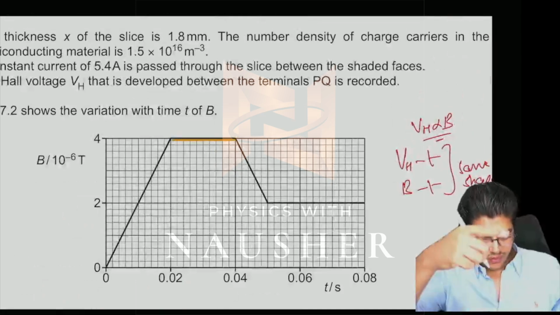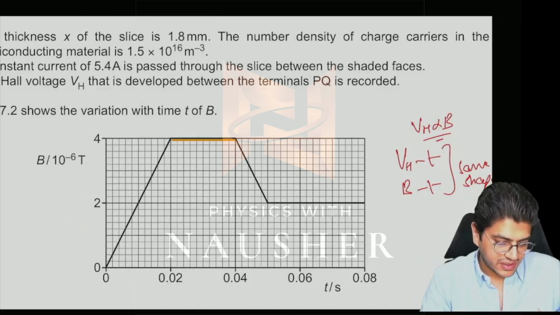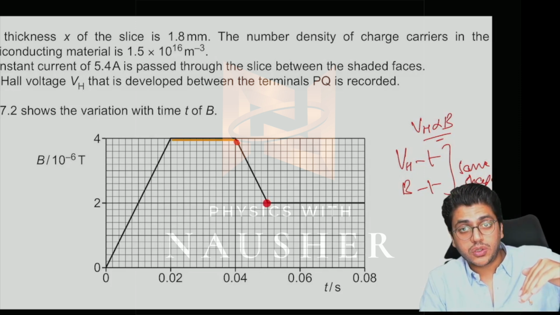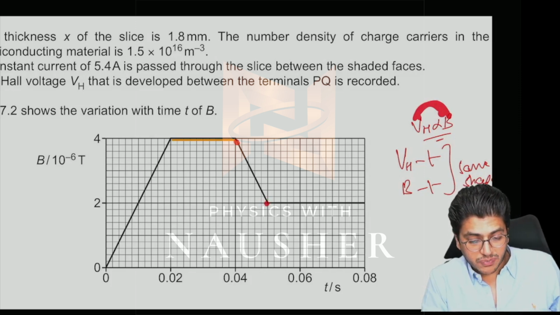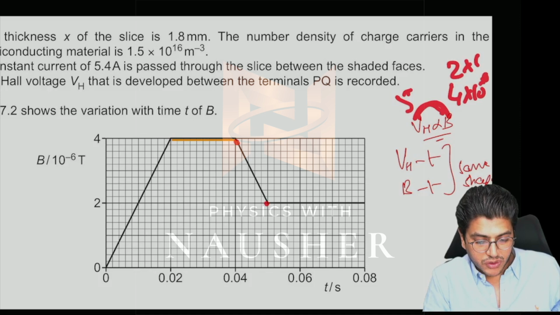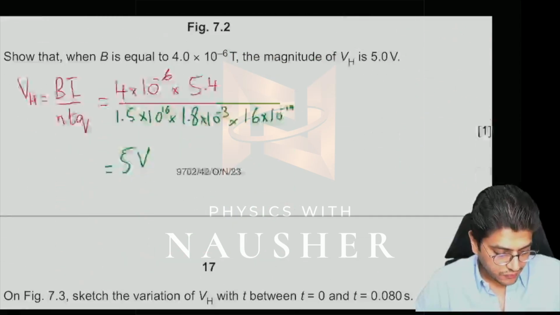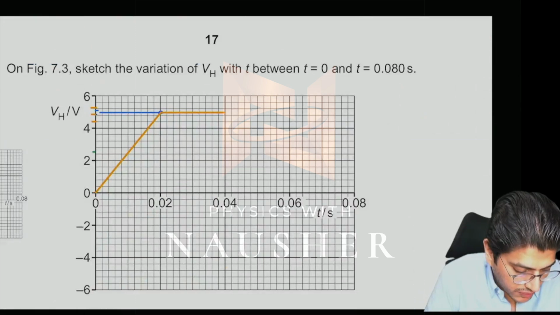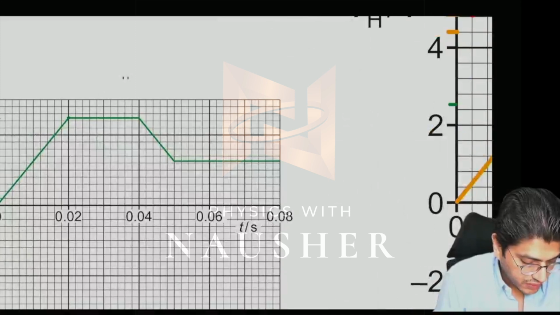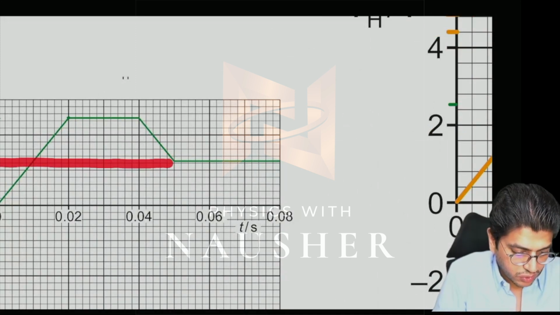Now what happens? Now your magnetic flux density decreases from 4 to 2. So where should your Hall voltage go? They have a direct relationship. When this is 4 × 10⁻⁶, this is 5. When this becomes 2 × 10⁻⁶, what will this become? This will become 2.5. So in our voltage graph, we will take it from 5 over here to 2.5. And if you look, that's exactly what I've done. You take it to 2.5.